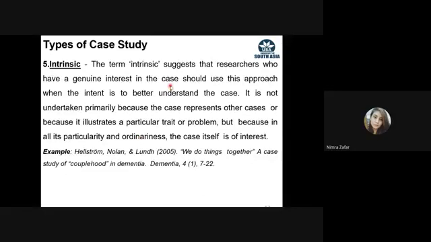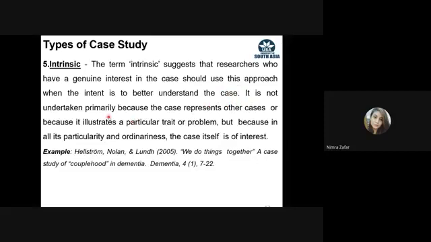Then we have intrinsic case study. The term intrinsic suggests the researcher who has a genuine interest in the case should use this approach when the intent is to better understand the case. So in order to have a better understanding of the case, you do this type of case study.